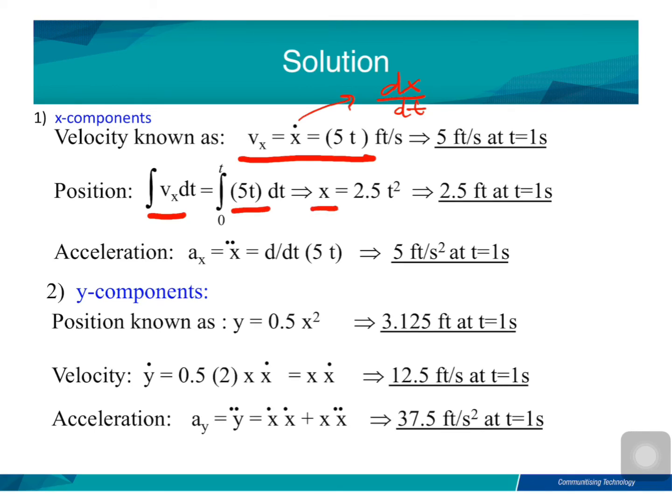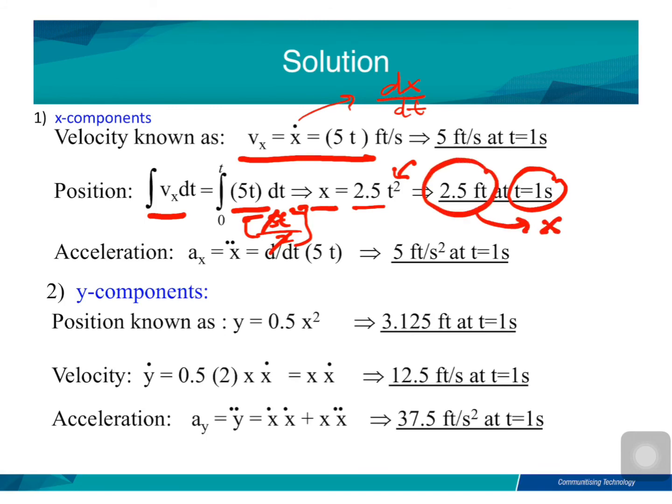How to do that? This becomes 5t squared divided by 2, which is 2.5t squared. The limit here is 0 to t. Given t is equal to 1, you substitute t equal to 1 here, so you get x equal to 2.5. This is the position x. Understand? Alright.